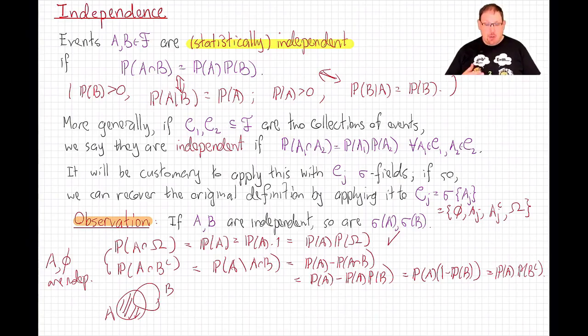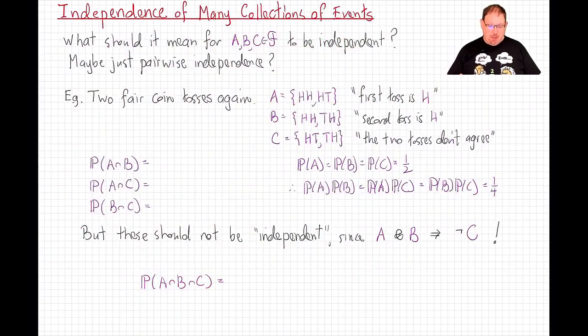In a few minutes, we'll see how we can generalize this to sigma fields generated by larger classes under the right conditions. But first, let's talk about independence of more than two events or classes. What should it mean for three events, A, B, and C, to be independent? One possibility is to just declare that it means pairwise independence, that any two of them are independent from each other using the notion we already developed.